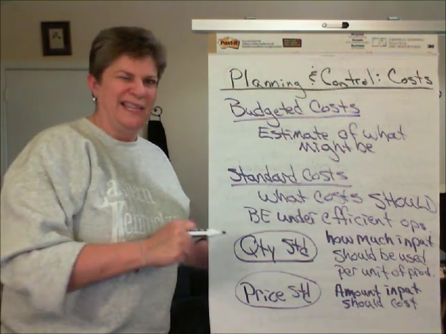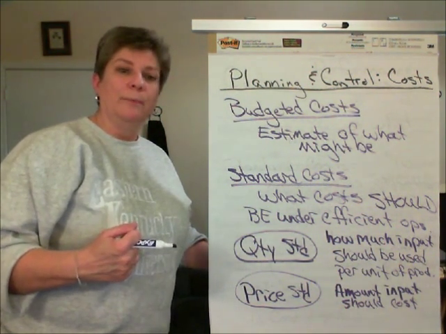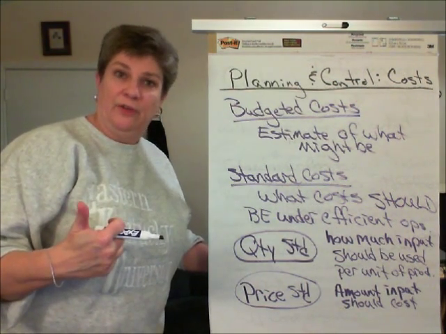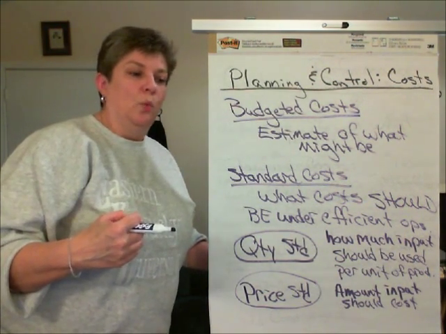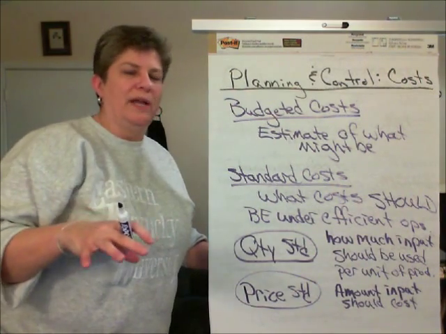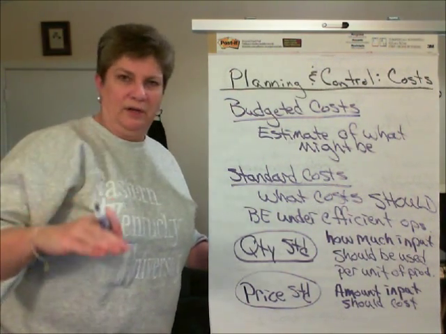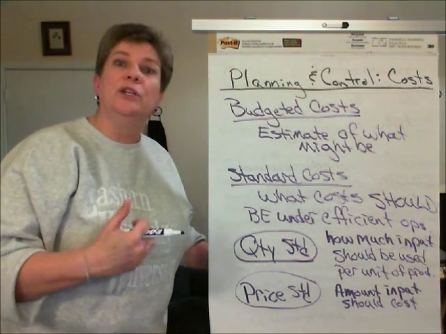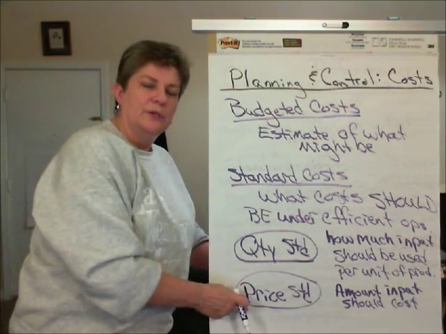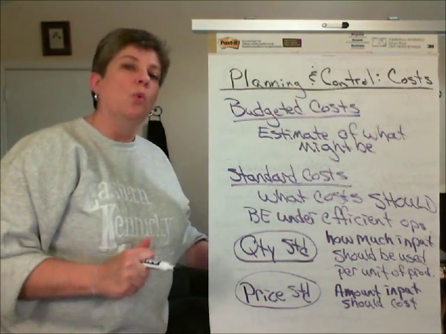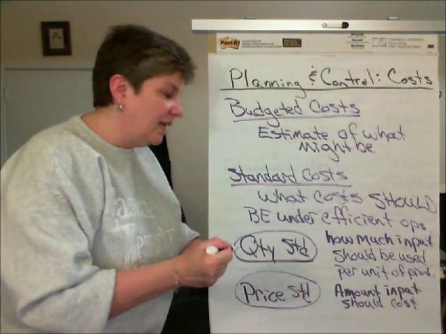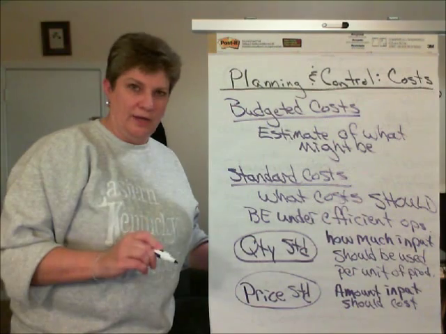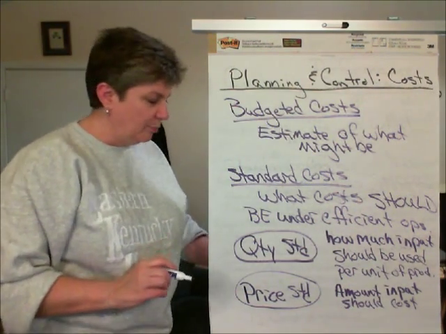That's for materials, the input. For labor, what are the fringe benefits that are paid? What is the going wage rate for the level of skill of our workers? That should enter into it. Are we in a union environment? That will enter into the standard price. So what should the input cost us to acquire that input?